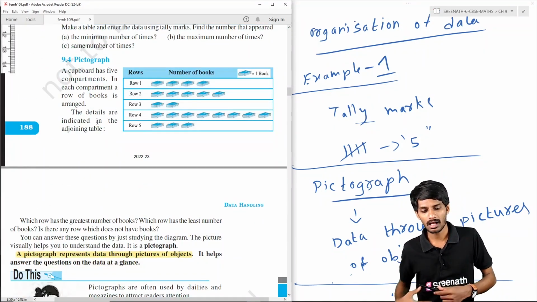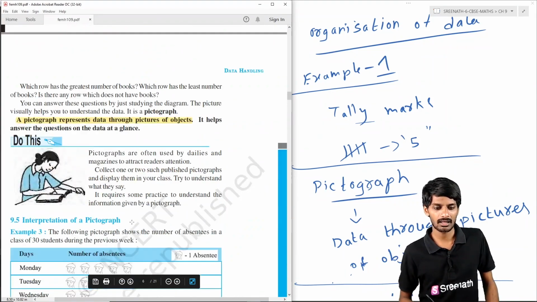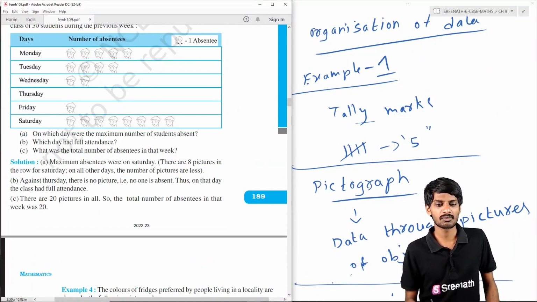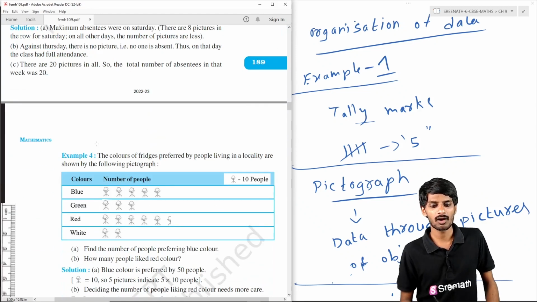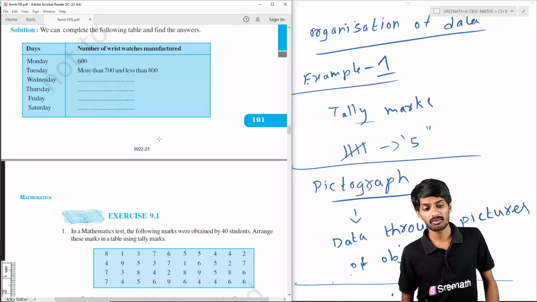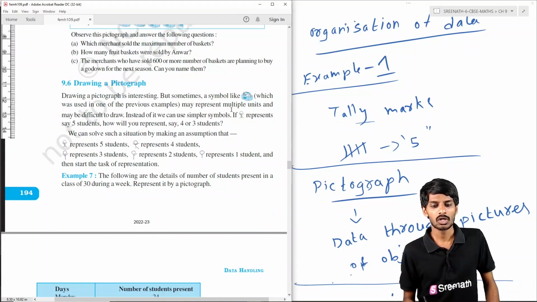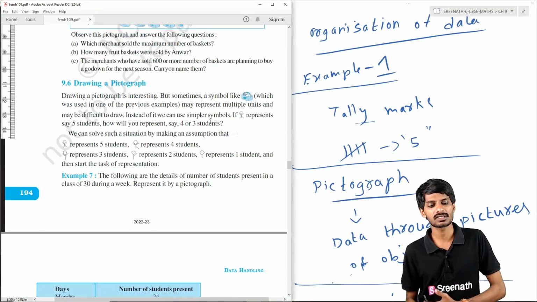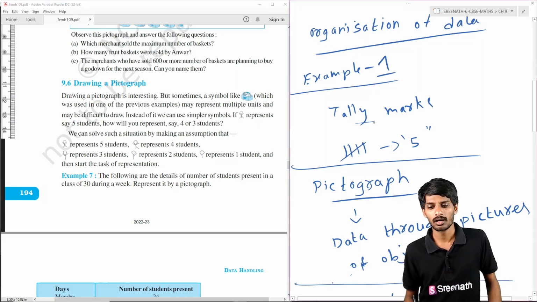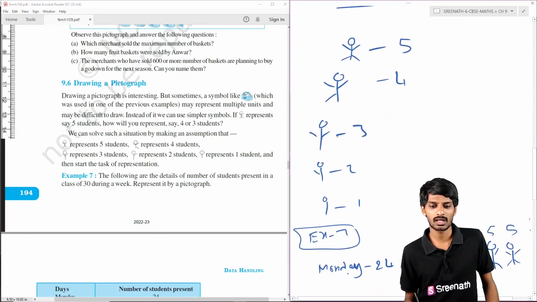A pictograph also represents data through pictures or objects, students. It is very easy, and we can easily analyze them. Interpretation of a pictograph you can easily do. If there is an emoji, it will give how much number it represents. Whenever we are drawing a pictograph, students, we have to make some assumptions. Suppose this represents 5, then this represents 4, this represents 3, this represents 2, like that.